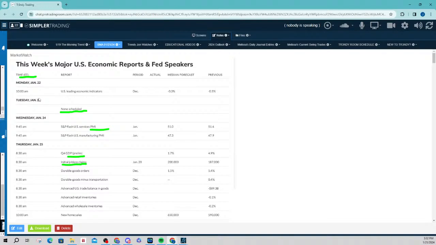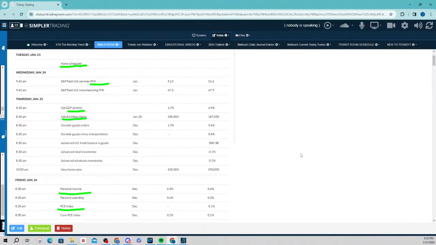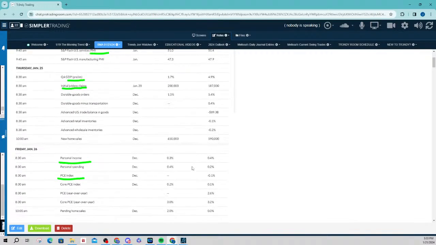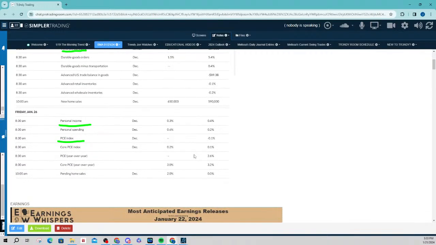So on Monday, at 10 a.m. Eastern time, we are looking at US leading economic indicators. And then on Tuesday, there's nothing scheduled. Wednesday, we have S&P Flash US manufacturing and services PMI, again at 9:45. And then Thursday, scrolling down here, we have Q4 GDP preliminary and initial jobless claims. So Thursday sounds like it could be a fun day, hopefully some volatility comes into the market. And then Friday, we have personal income, PCE index, core PCE year over year, and pending home sales.